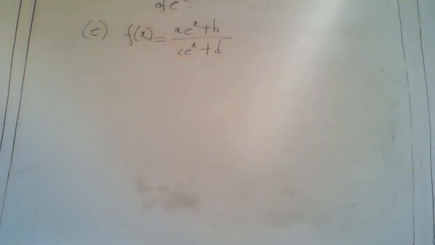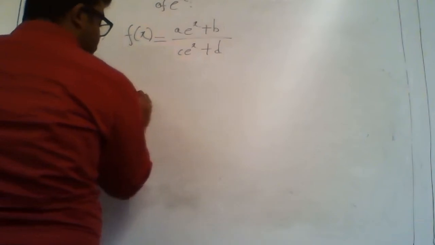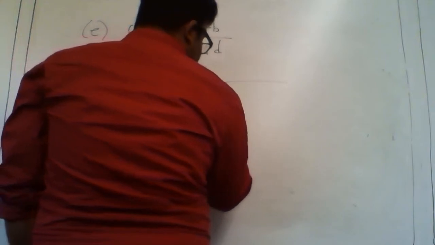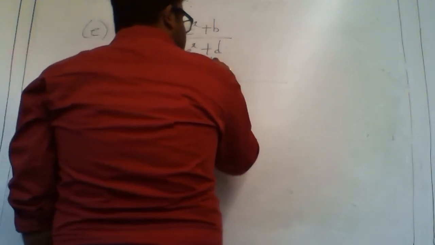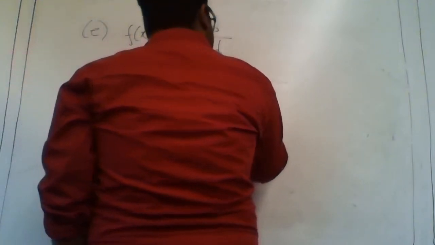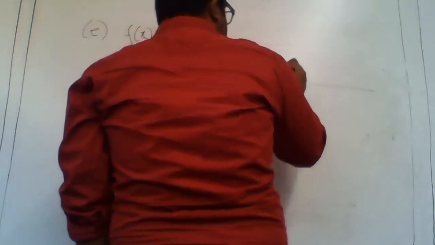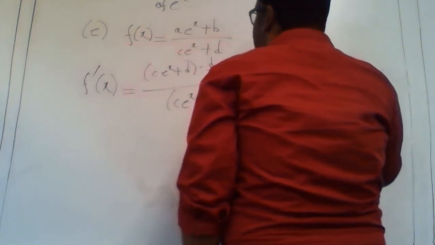Differentiate this function. So here again you see that you have to apply the quotient rule. If you apply the quotient rule, f prime x will be equal to the denominator squared, so (c e to the power x plus d) whole squared, the denominator times the derivative of the numerator, minus the numerator times the derivative of the denominator.